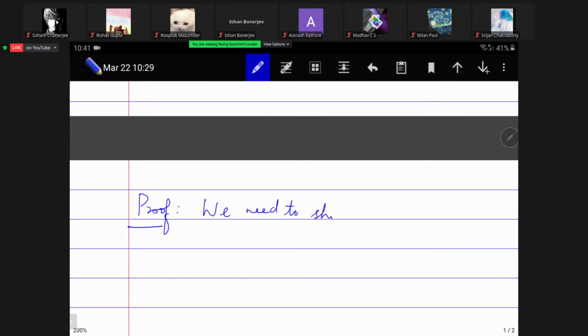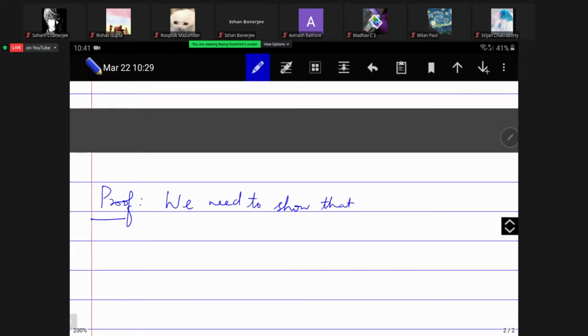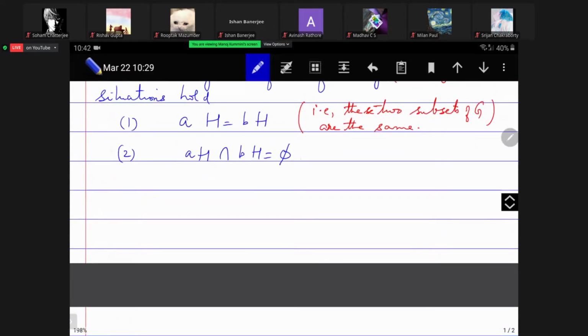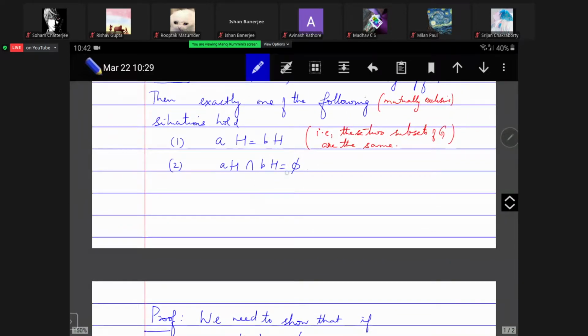So convince yourself, reading this later, that if AH intersect BH is not empty, then AH is equal to BH. We'll write this down in more concrete ways, which is what we will check. But right now, logically, just convince yourself that this is what we need to do. If it is not empty, then the two sets are the same. If the intersection of the two subsets is not empty, they are the same, and that is what we need to show.